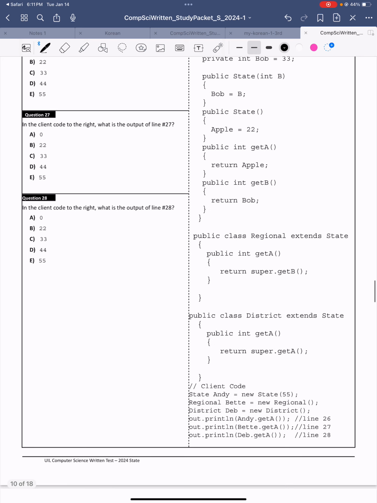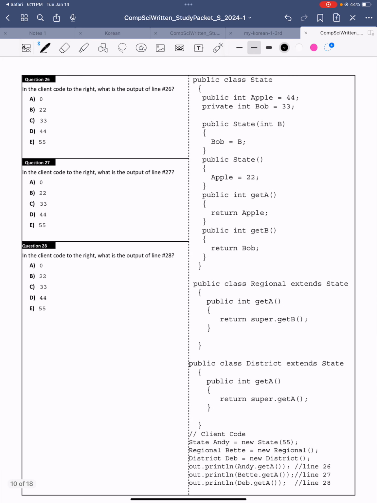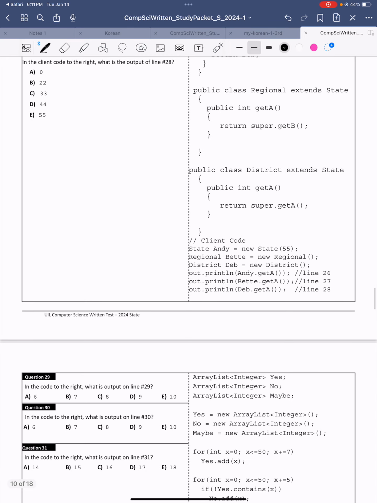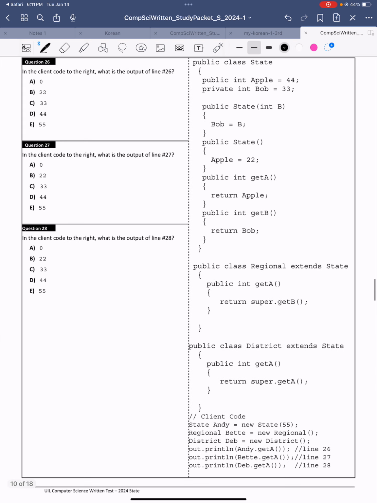So we go to the constructor with this one. So Bob is going to equal B, right? So the first line is Andy.getA. Well, Andy is a State. What does State's getA return? Apple. What is apple? 44, so that doesn't change. So D.